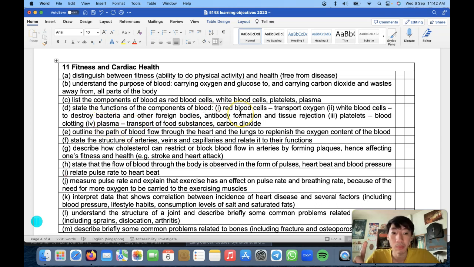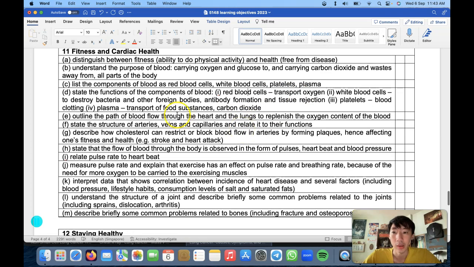Some people get confused. Some people thought that the red blood cells carry the food. No. It is the plasma, the liquid, that is actually carrying the food substances. And the carbon dioxide also goes in the plasma. So the red blood cells have only one very simple job, to carry the oxygen. That's all.